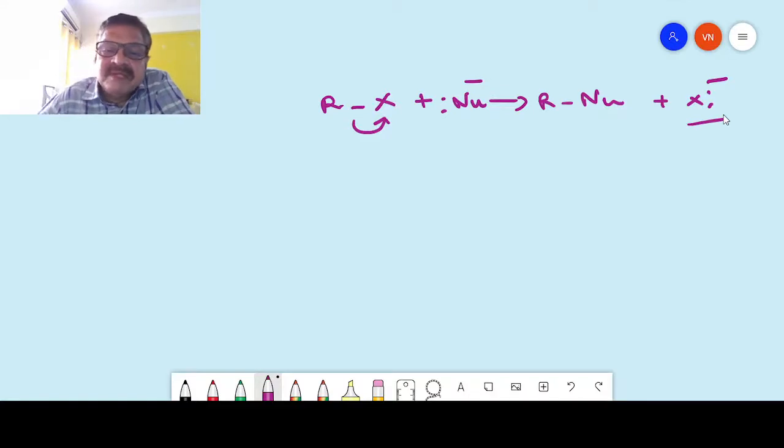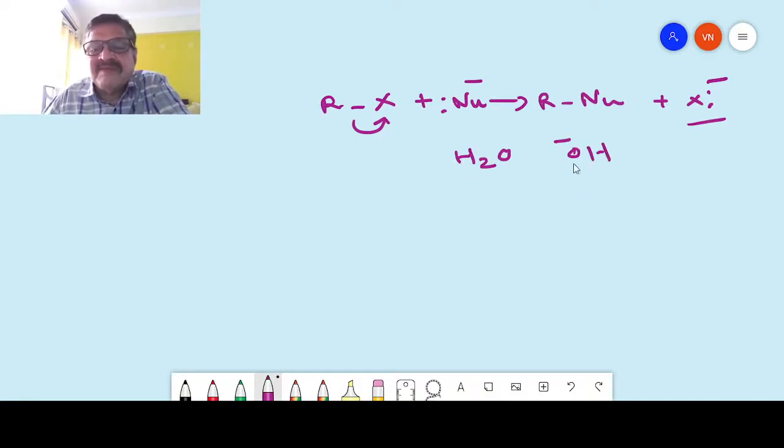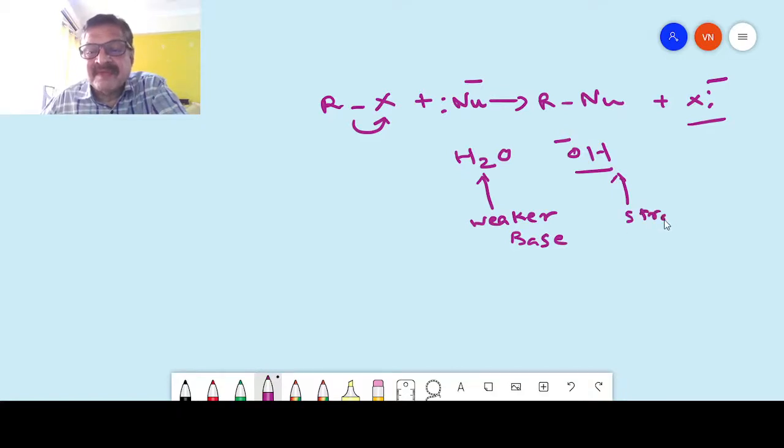Now, let us see. Water, we can just compare, the H2O, then OH minus. Two things. Which is a better leaving group here? Water is a better leaving group than OH minus, because water is a weaker base. This is how we have to compare. Water is a weaker base and OH minus is a stronger base. Therefore, a better leaving group is always a weaker base.